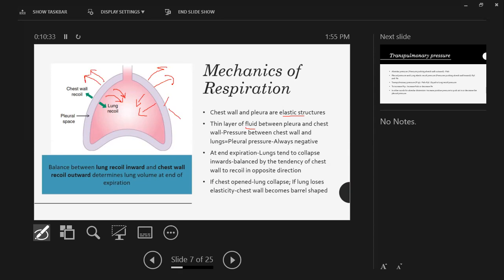Any condition where the lung loses elasticity, it need not collapse upon itself. I should put it in a better way, I'm sorry: if the lung loses elasticity, then the chest wall becomes barrel shaped. If the lung collapses, then it will pull the chest wall along with it, resulting in crowding of ribs. You will be clinically able to make out that lung volume has been lost. So this balance between the lung recoil inward and chest recoil outward will determine the lung volume at the end of expiration.